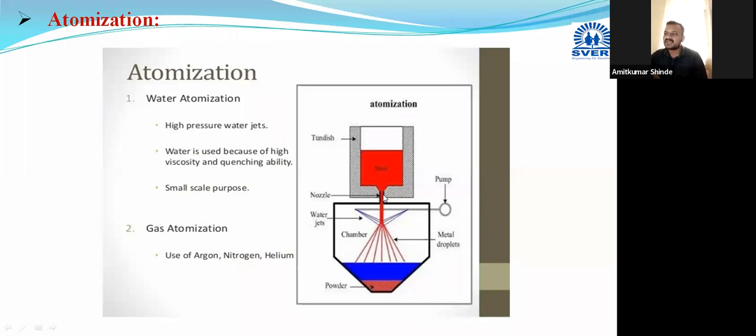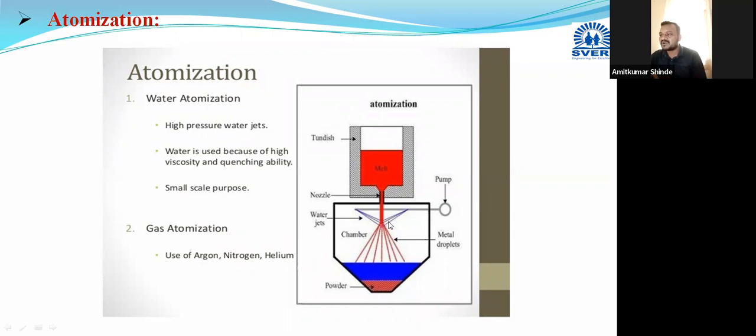In one tank, or one cylinder, or one container which has the opening at the bottom, the molten metal is taken. This is the molten metal. From the opening at the bottom, the liquid droplets will come out, and these liquid droplets are solidified by using high pressure water jets, or they can be solidified by compressed air.